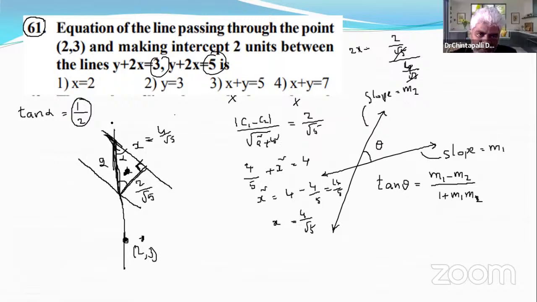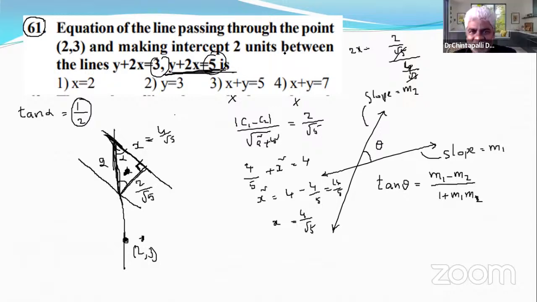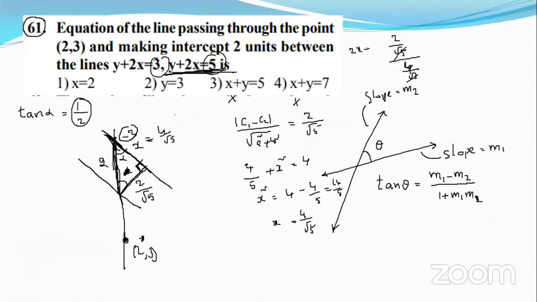That means, now this is one line. Can you tell the slope of this line? 2, sir. No, no, minus 2. Negative 2, yes. The slope of this line is minus 2. Agree? We don't have the slope of this line.